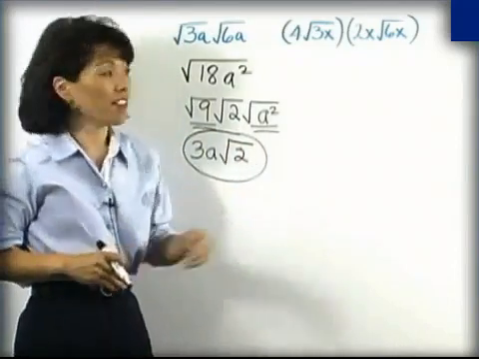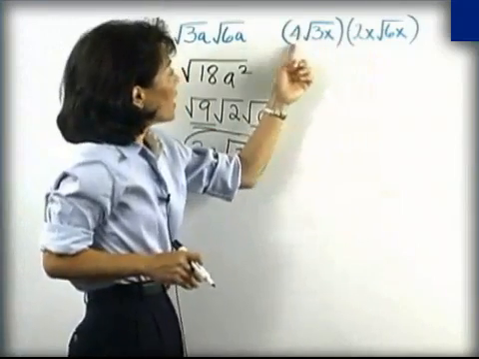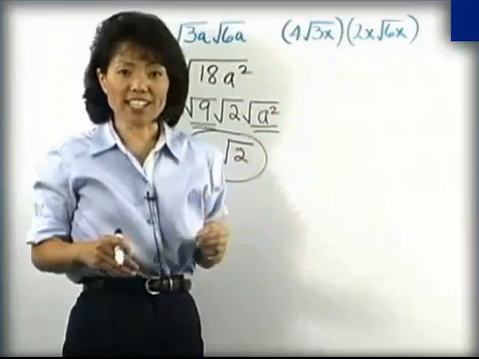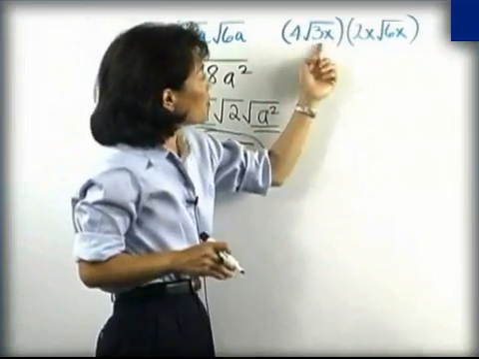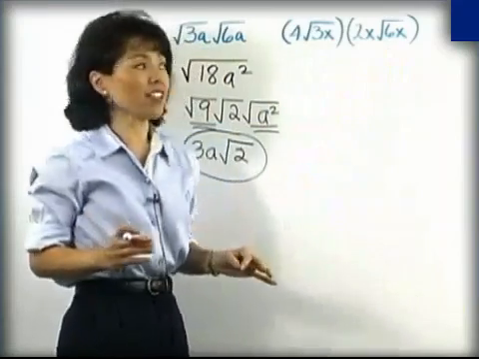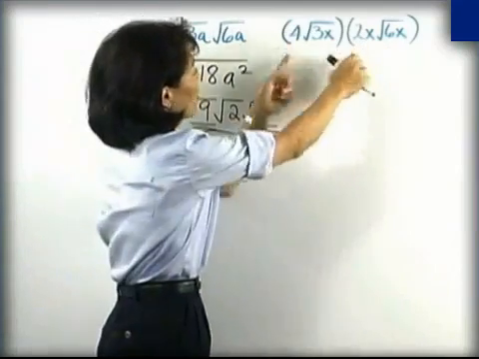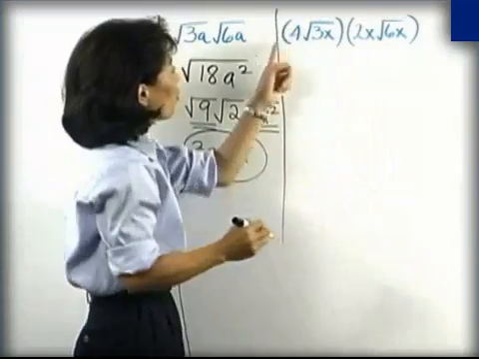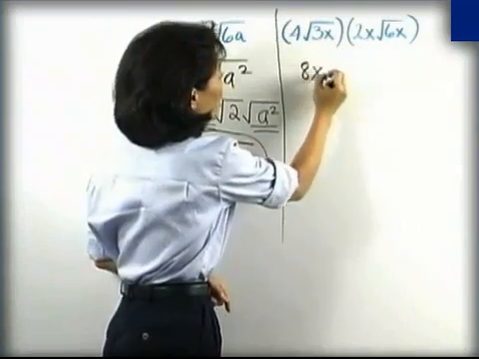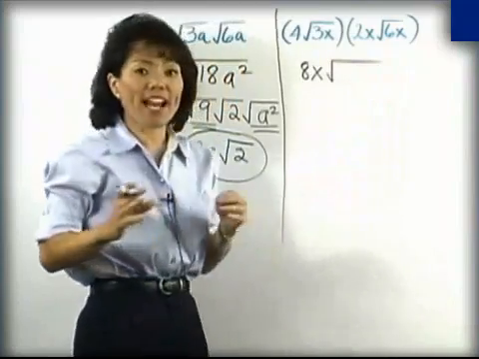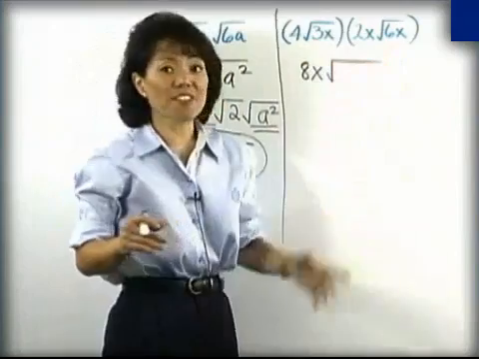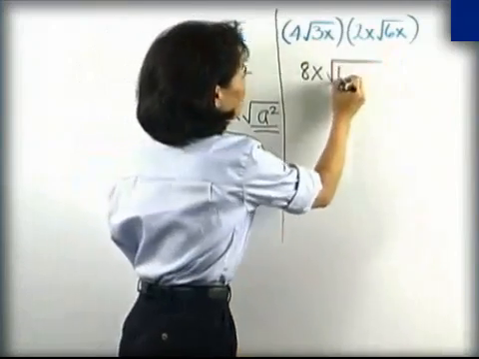Let's try another one of these. Right up here. Again, we're going to multiply what's outside the radical sign together, and we're going to multiply what's inside, or we're going to multiply those radicands together. So we're going to multiply on the outside 4 times 2x, which is 8x. We're going to multiply the radicands together, 3x times 6x, 18x squared.